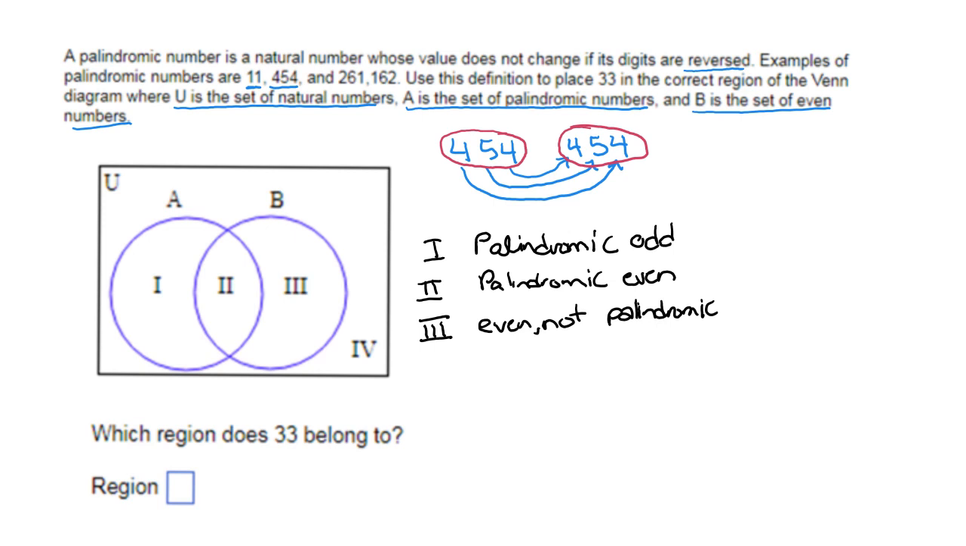All right, and then we have region 4. So region 4, remember set B is even, so that means anything outside of B, or the complement of B, would be odd. So region 4 would be odd, and again, it's out of set A, so it is not palindromic.